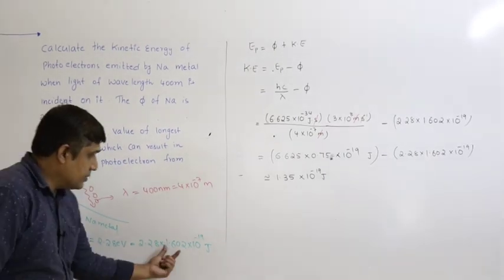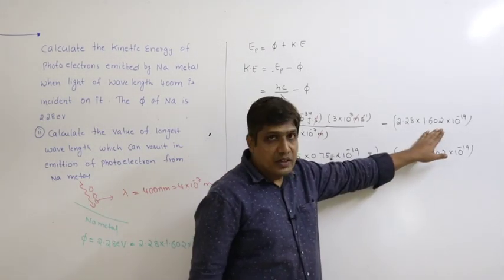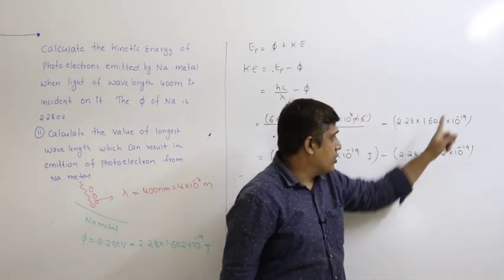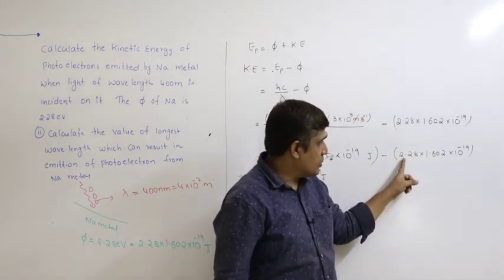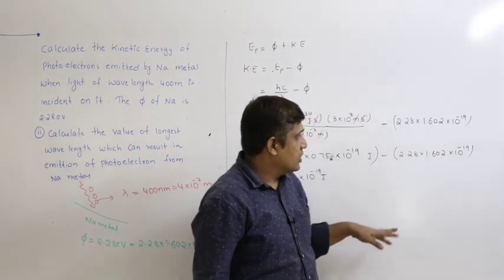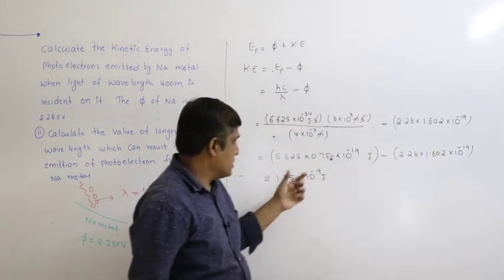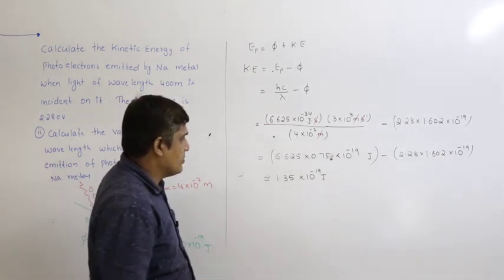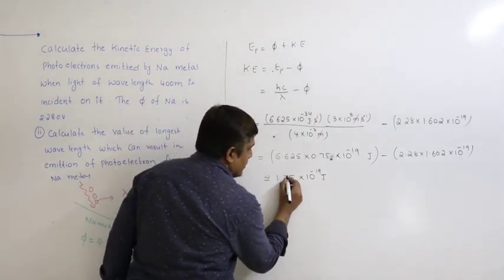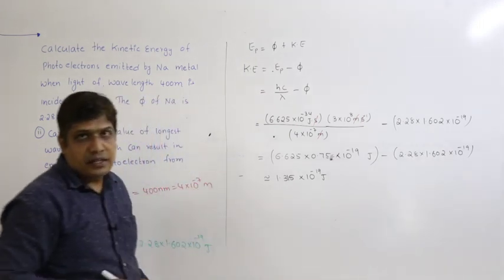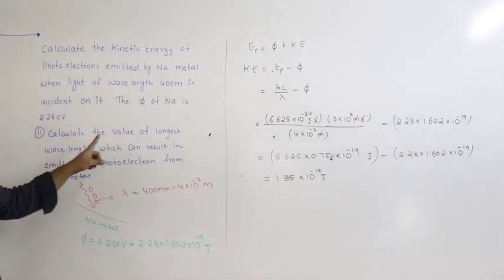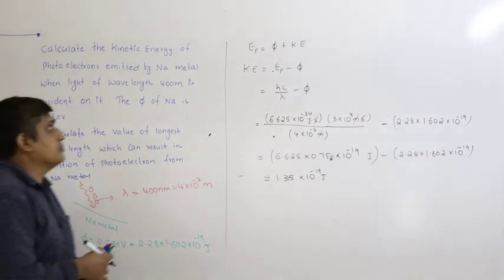Right. So here we missed this 1.602. So make a correction: 2.28 into 1.602 into 10 power minus 19. So here also I will get 2.28 into 1.602. If I multiply these two, approximately you will get 1.1315, or 1.13 into 10 power minus 19 joules. So coming to the second part, calculate the value of the longest wavelength.